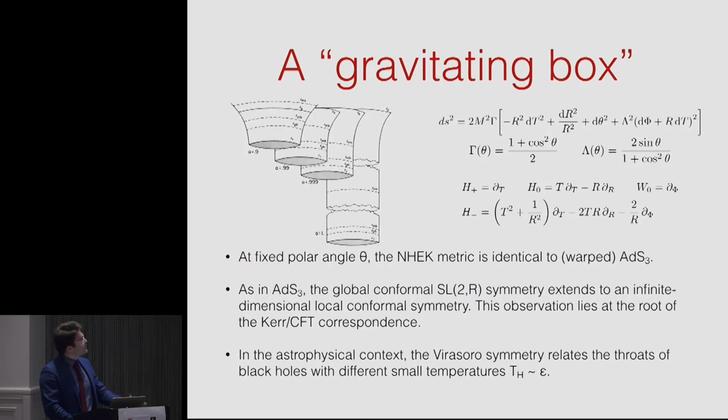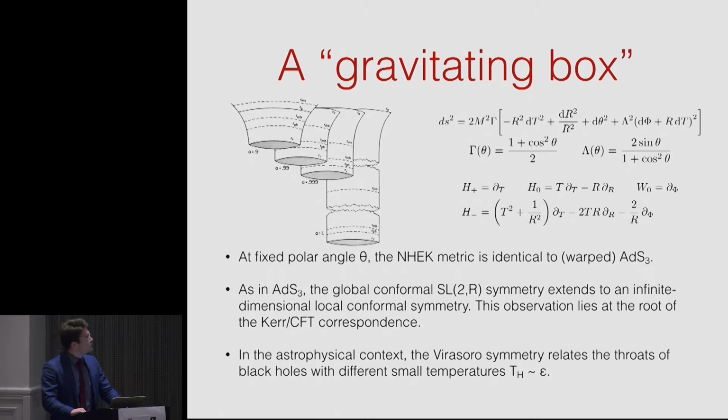So I can't explain really right now why that is, but I can give you a flavor of what's going on. The one thing I want to point out is that if you look at fixed polar angle theta, the neck metric, which is indicated above, is actually identical to a warped version of ADS3, the 3-dimensional anti-de Sitter space, which you should think of as a gravitating box. And the gravitating box here is this throat, which you cut off from the rest of the spacetime. And as in ADS3, the global conformal SL2R symmetry extends to an infinite dimensional local conformal symmetry.